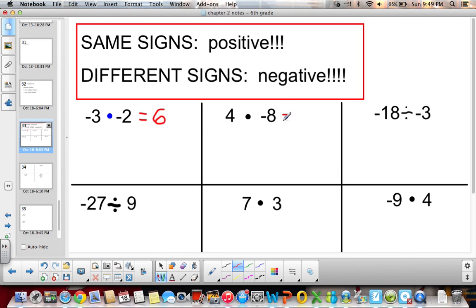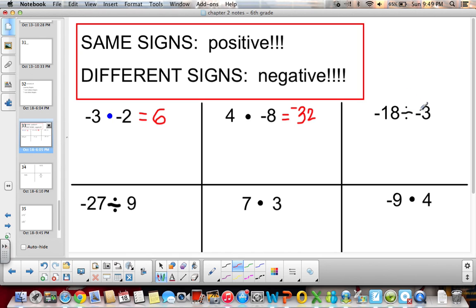We have 4 times -8. First I do 4 times 8, and I get 32. My signs are different because I have a positive and a negative, so my answer is negative. So 4 times -8 equals -32.